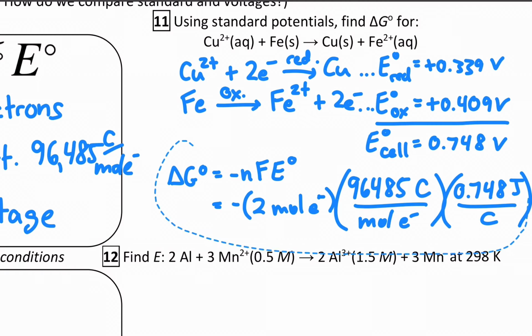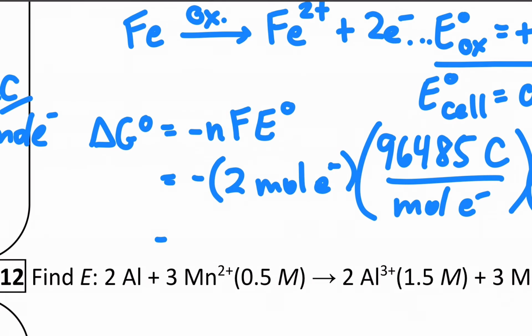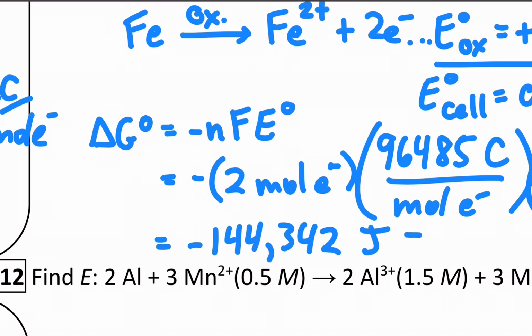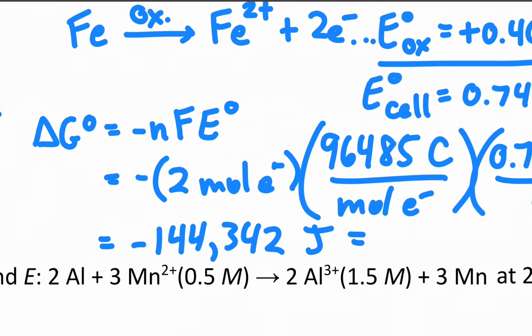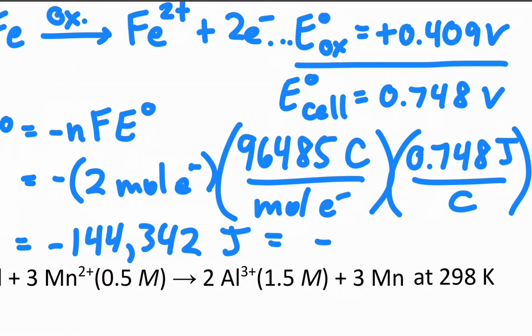And when I do that, we can calculate what we get. It'll be in joules. That gives me negative 144,342 joules. And we'll just turn it into kilojoules and round to 3 sig figs because we have 3 sig figs in the voltage. We're not going to use 1 sig fig for the mole of electron. That's always a whole number. So you get negative 144 kilojoules.